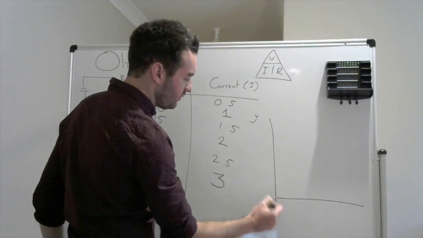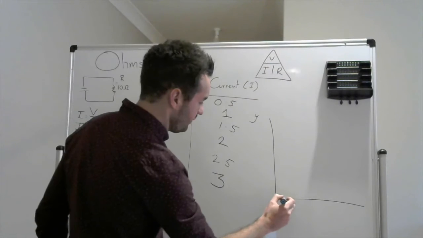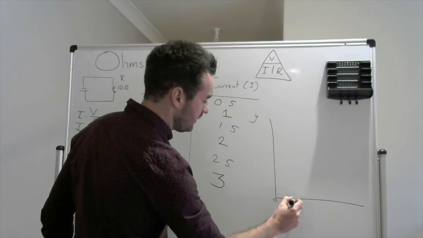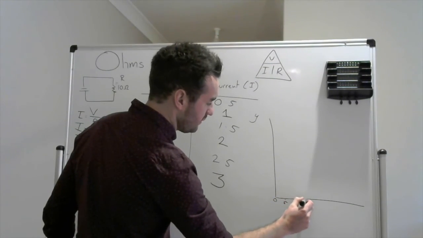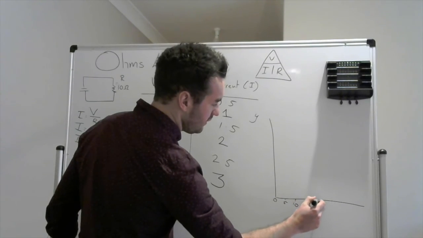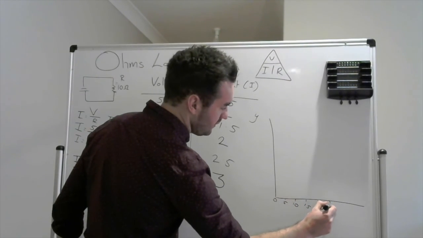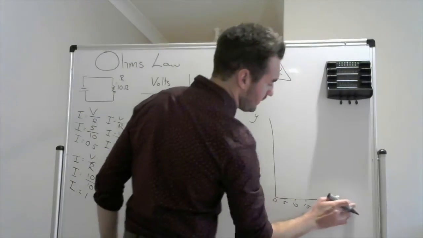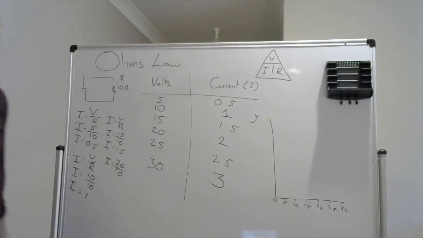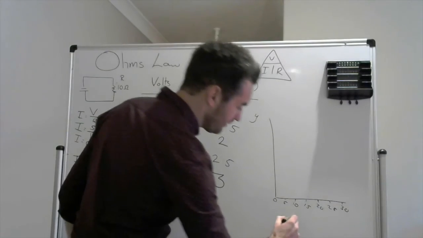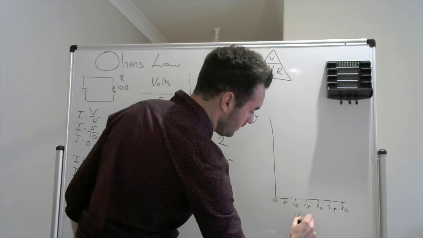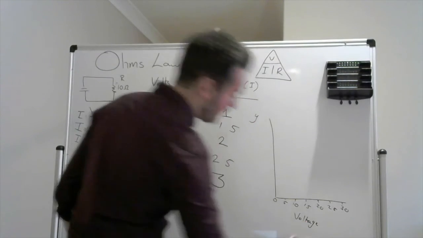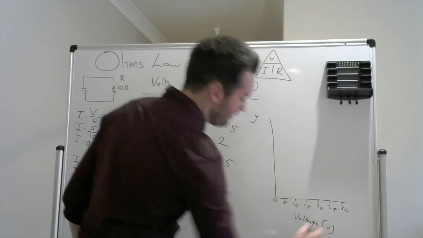We're going to start with 0 volts. We didn't have that. Then went up to 5, 10, 15, 20, 25, 30. Okay, so that's my graph there. So these are volts. Remember, you need to label that. So this is volts, voltage, and then I put the units as a V.